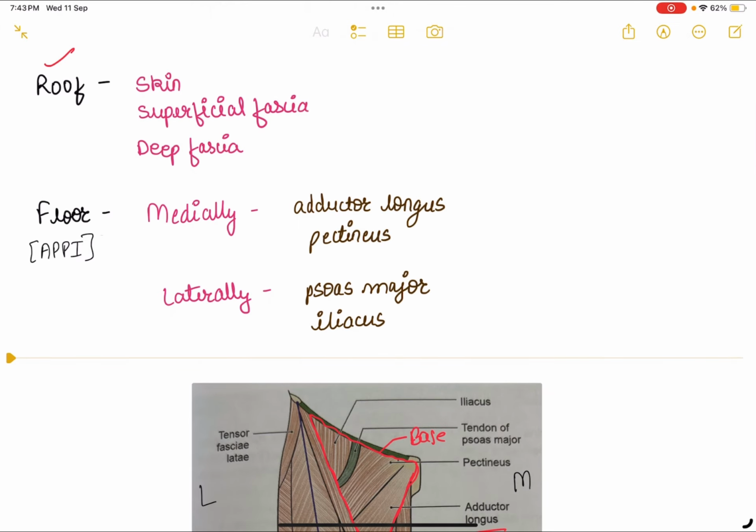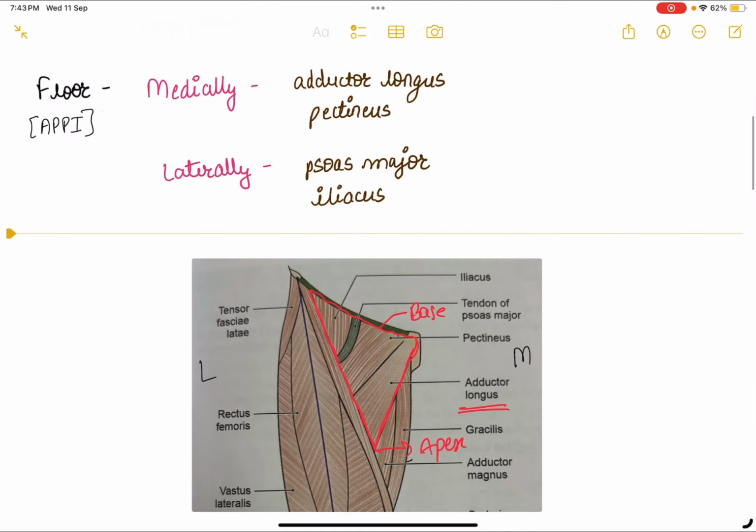The floor of this triangle is formed by 4 muscles. As this is the lateral side, so laterally it is formed by iliacus and tendon of psoas major, and medially it is formed by 2 muscles, pectineus and adductor longus.